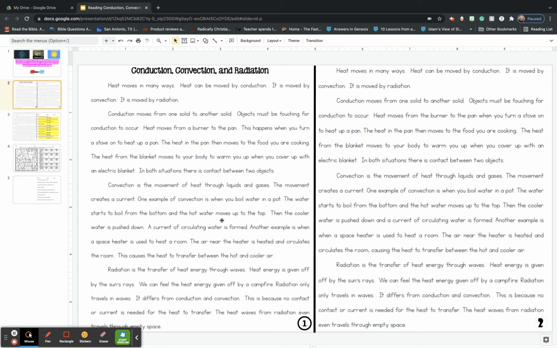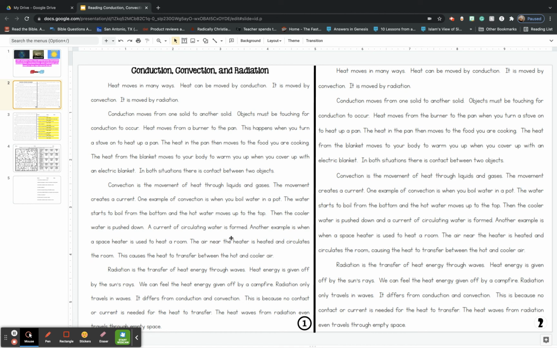That's why you see the bubbles popping up the top. Then the cooler water is pushed down, okay, and a current of circulating water is formed. Another example is when a space heater is used to heat a room. The air near the heater is heated and it circulates the room. This causes the heat to transfer between the hot and cooler air.